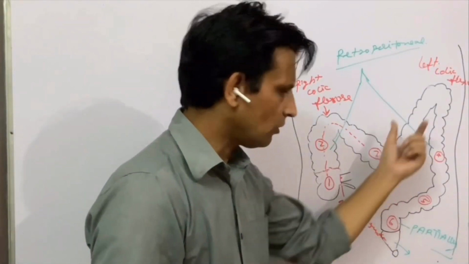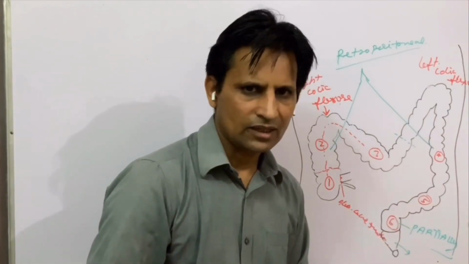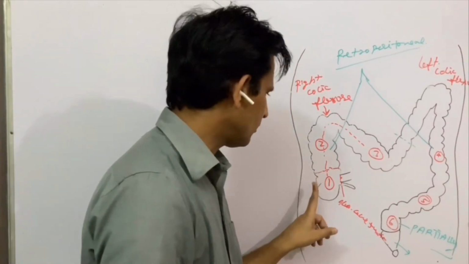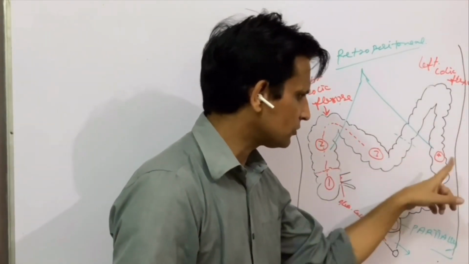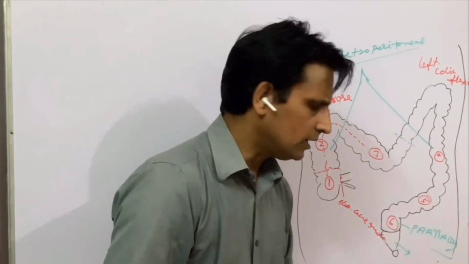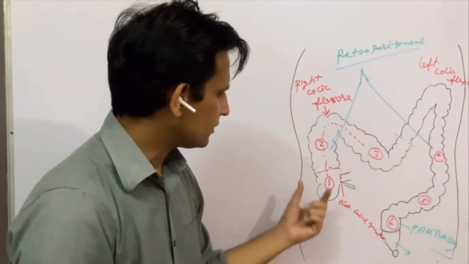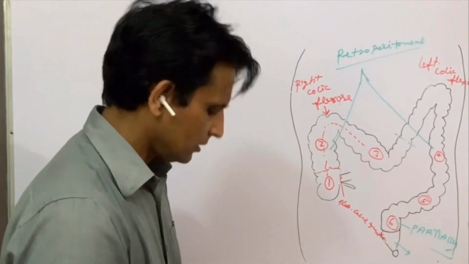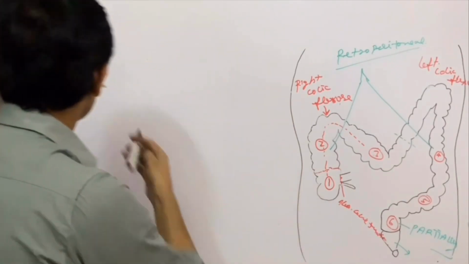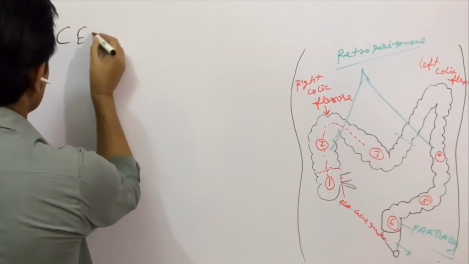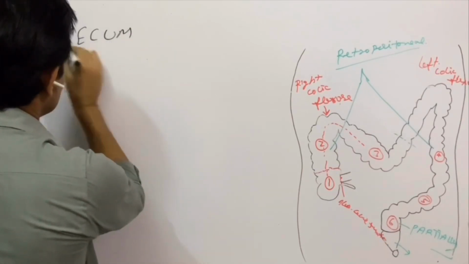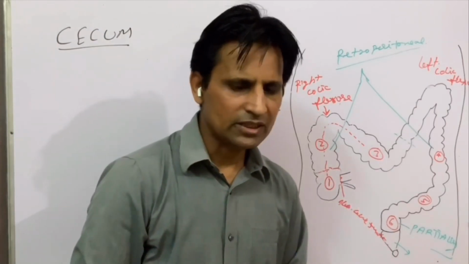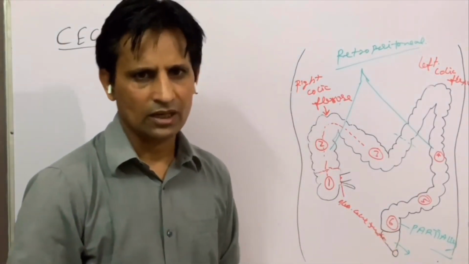So we have discussed all the segments of the large intestine and the parts containing number one, the cecum, the ascending colon, transverse colon, descending colon, sigmoid colon, and the rectum. So let us discuss some basic things about the large intestine. Number one, let us start with the cecum, right? We should start with the cecum because it is the very first part of the large intestine. Here it starts.